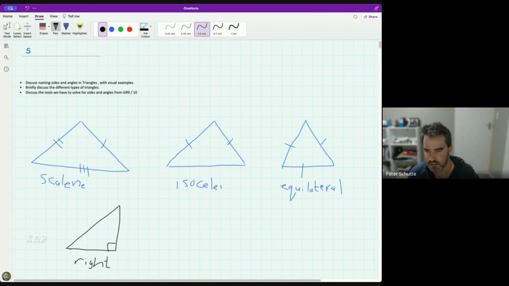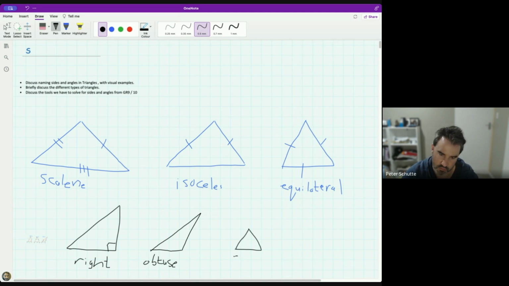Obtuse? An obtuse angle triangle looks like a triangle that's kind of bending over backwards, like someone's falling over. So this would be our obtuse angle triangle. Yep, I like that. What's the last? What about a triangle that looks like that? It would be an acute angle triangle.